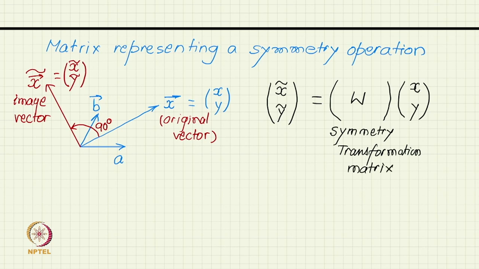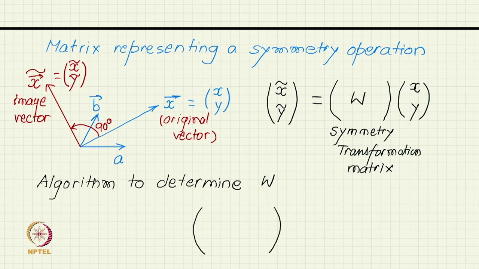But matrices have the same property. So, if you now see how to, I like this computer science language algorithm, you can say method. So, method to determine the symmetry transformation matrix W, exactly the same procedure.